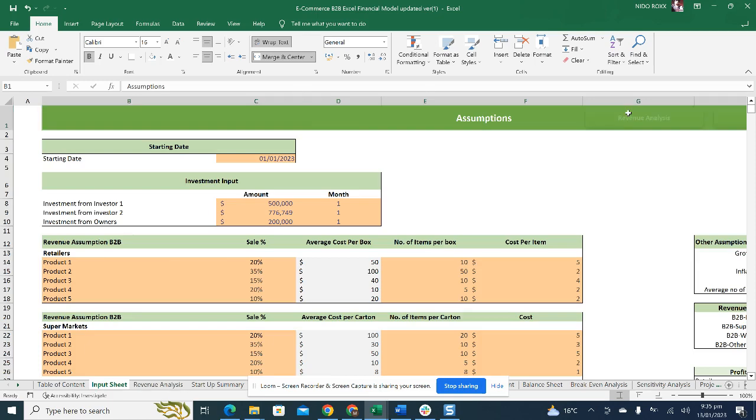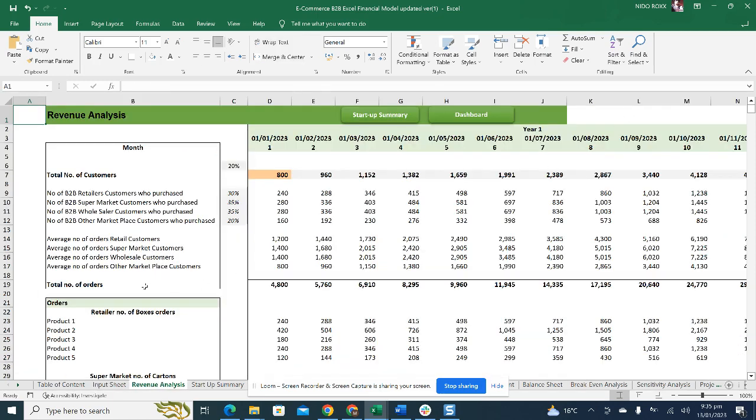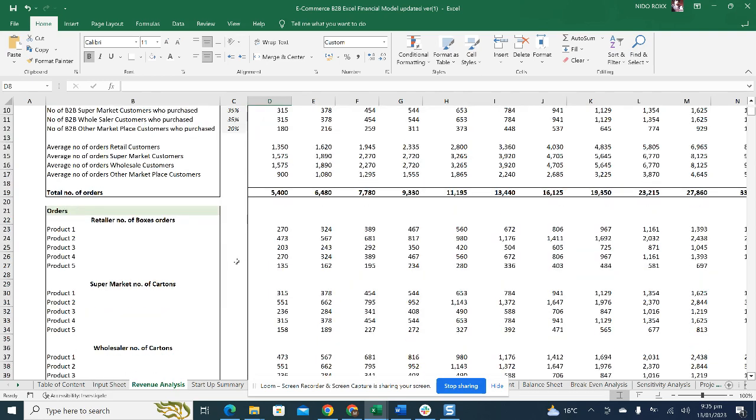Moving on to revenue analysis. The revenue analysis of 60 months, 5 years, includes your total number of customers and total number of orders. Here we have the total number of customers as 800. I'm going to change it to 900. As you can see, the whole data has changed according to my assumptions. You can change it according to your assumptions.